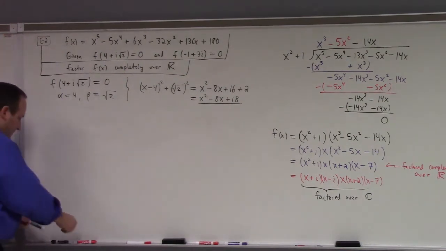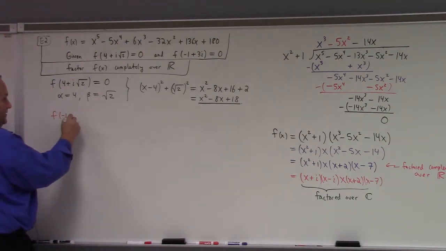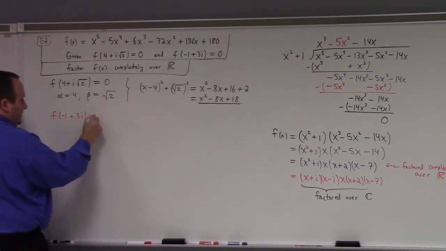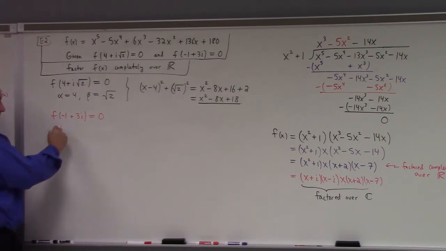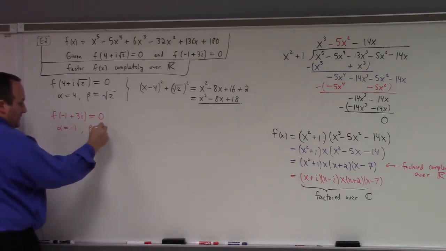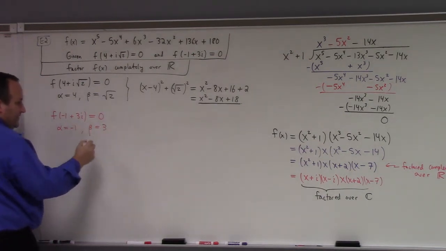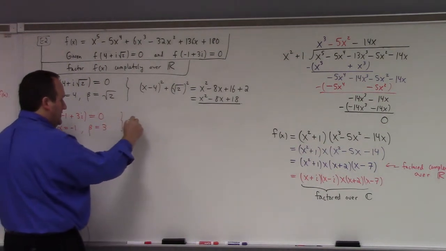Well, we also know that f of minus 1 plus 3i is equal to 0, right? That was given to us. So if we look at this, how does the theorem play out here? What's our choice of alpha? What's our choice of beta? So this one has alpha equal to minus 1, beta equal to just the 3. So the beta is just a real number. It's whatever multiplies the i. So, and then this is going to give us what?